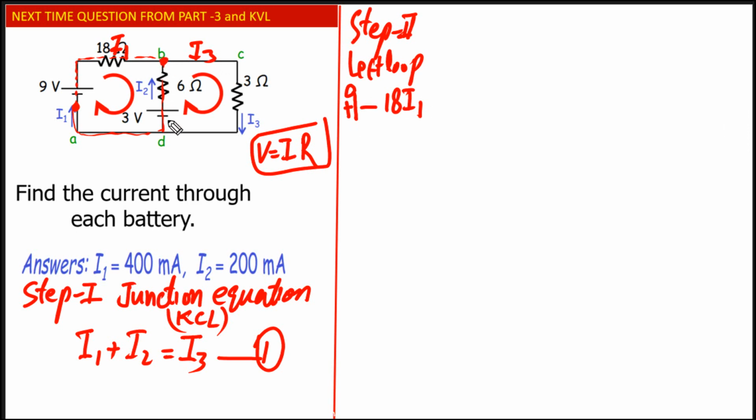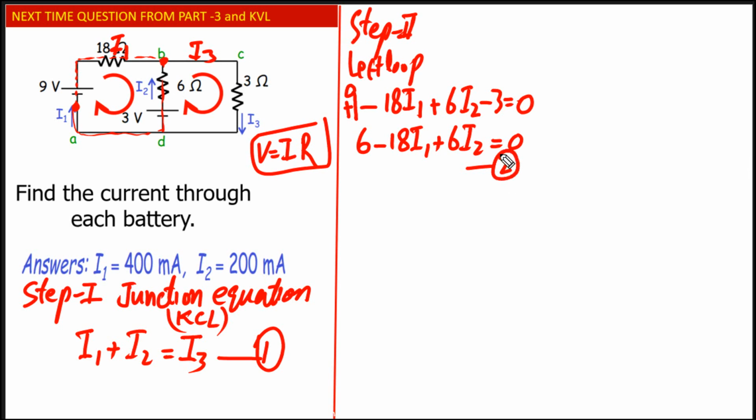Now if we go from B to D, meaning in the direction opposite to the current, we will gain voltage. So this will be plus 6I2. And when we go from positive terminal to negative terminal, we will lose volts. So this will be 3 and this is equal to 0. Now we can simplify this one. So we can write down 6 minus 18I1 plus 6I2. So we can also say this is equation number 2.